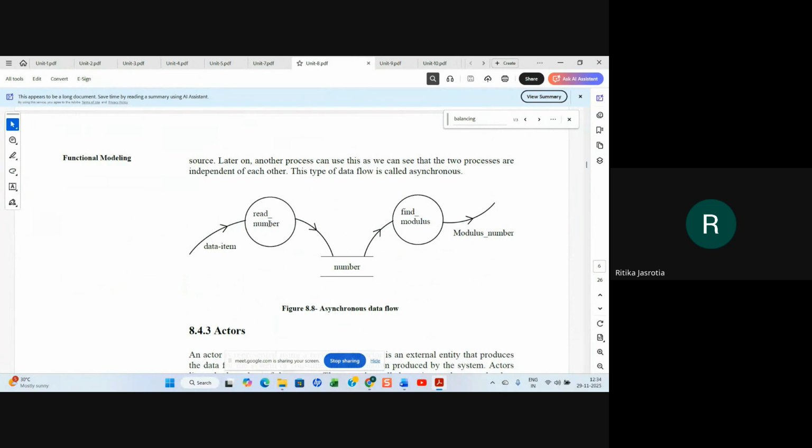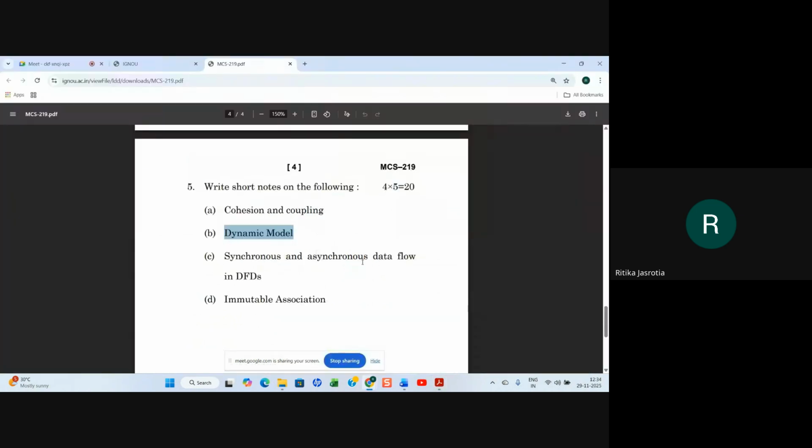So the data item is passed to read number. It reads the data and puts the number in the data store. Find modulus takes the number stored in the data store, and then it gives you the output. So between them there is a data store. This is known as asynchronous. So this is synchronous and asynchronous data flow in DFD.